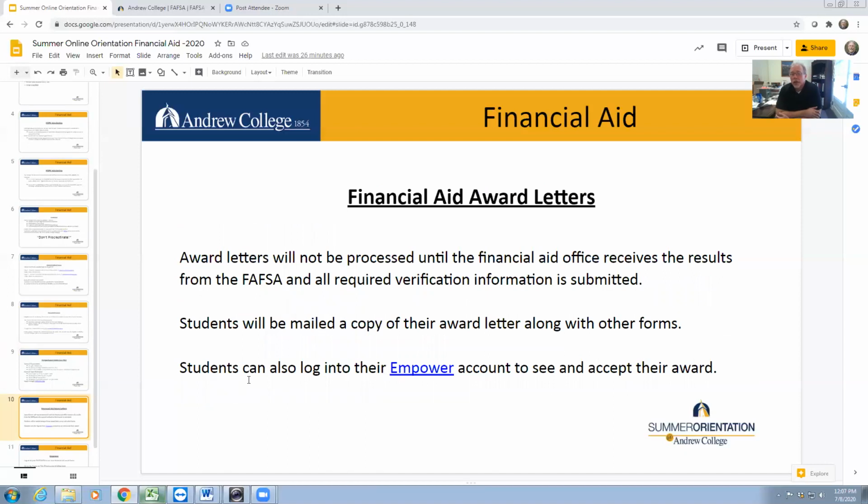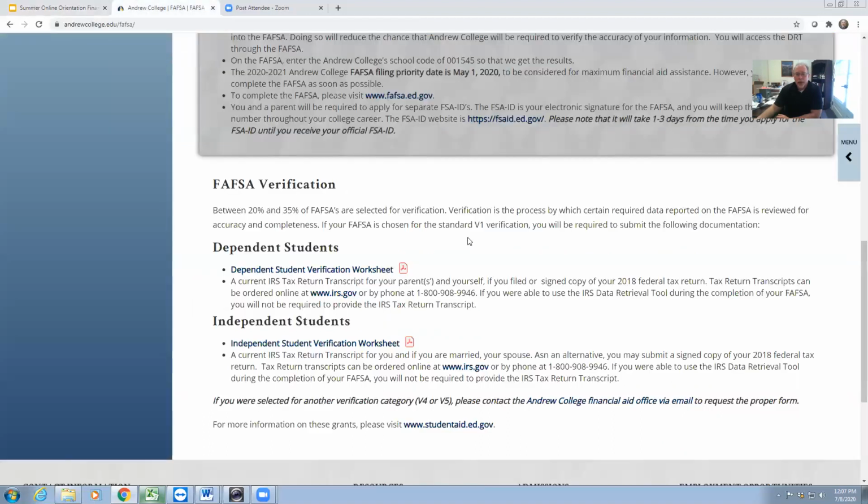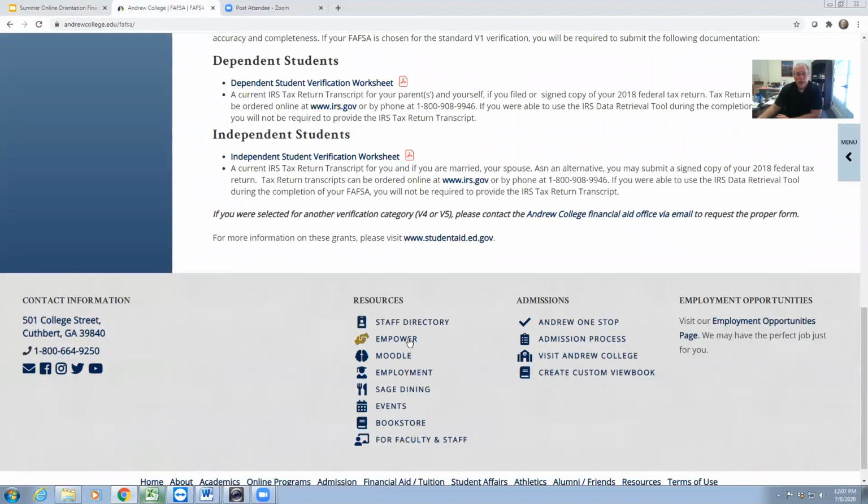Financial aid award letters are processed once the financial aid office receives the results of the FAFSA and any other verification documentation that's needed. We still mail a copy of the award letter. In addition, it's available on Empower as well. I will show you now. If you go, again, back to the Andrew College website, if you go down to the bottom, you'll see Empower. You can click there.